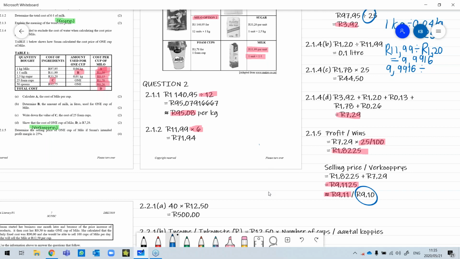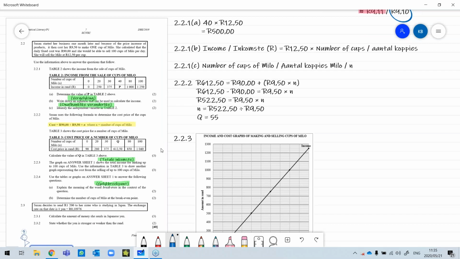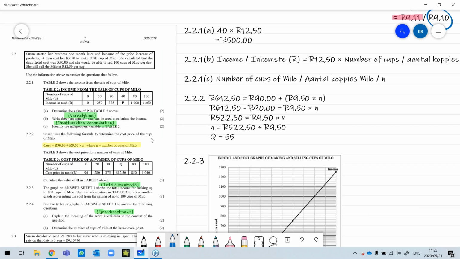Now, let's have a look here. Question 2.2. Susan started her business 1 month later, and because of the price increase of products, it then cost her R9.50 to make 1 cup of Milo. She calculated that the daily fixed cost was R90, and she would be able to sell 100 cups of Milo per day. She will sell the Milo at R12.50 per cup. Use the information above to answer the questions that follow.